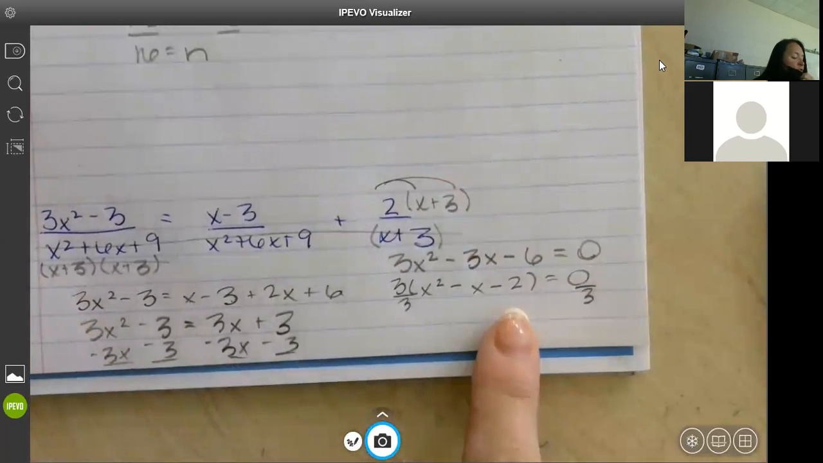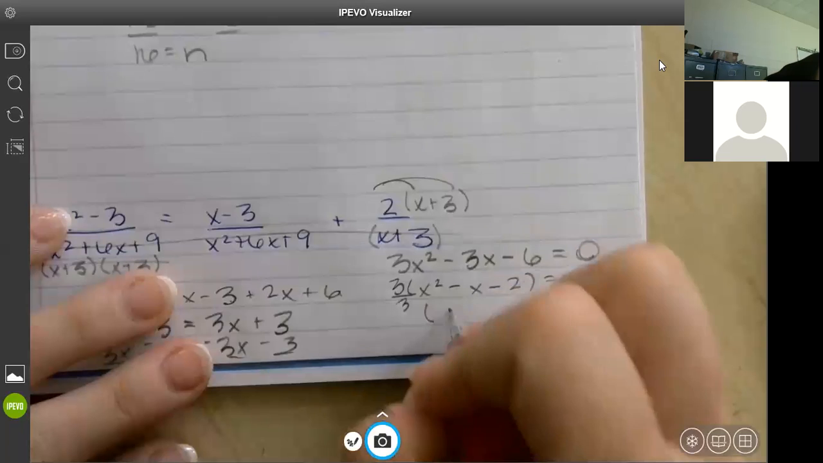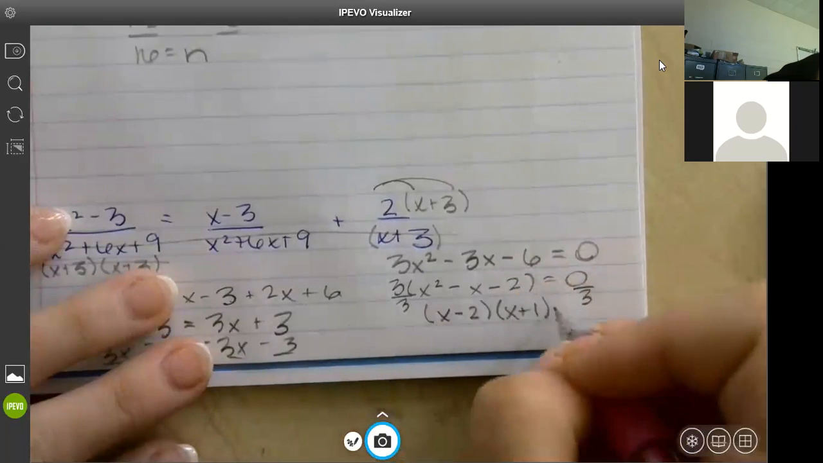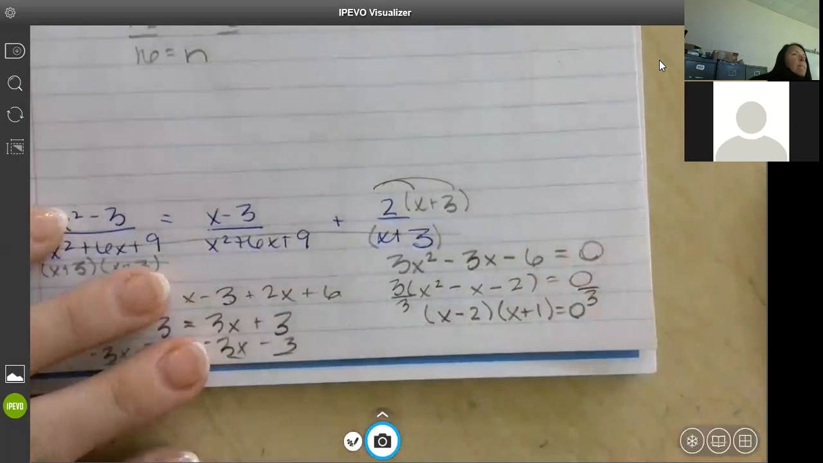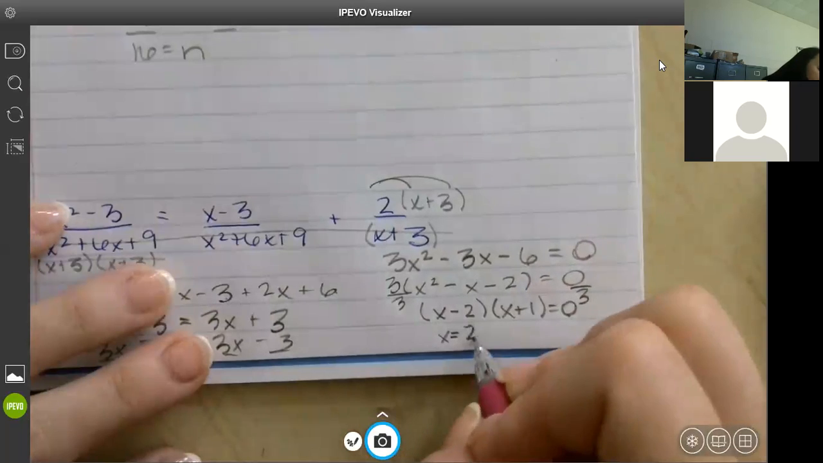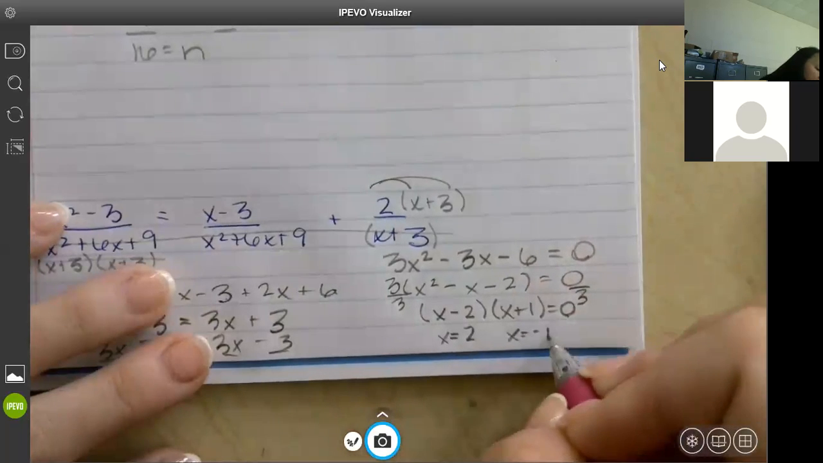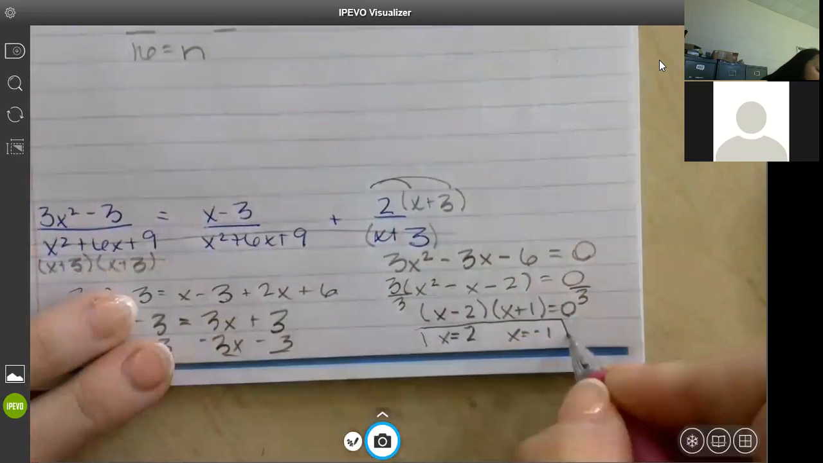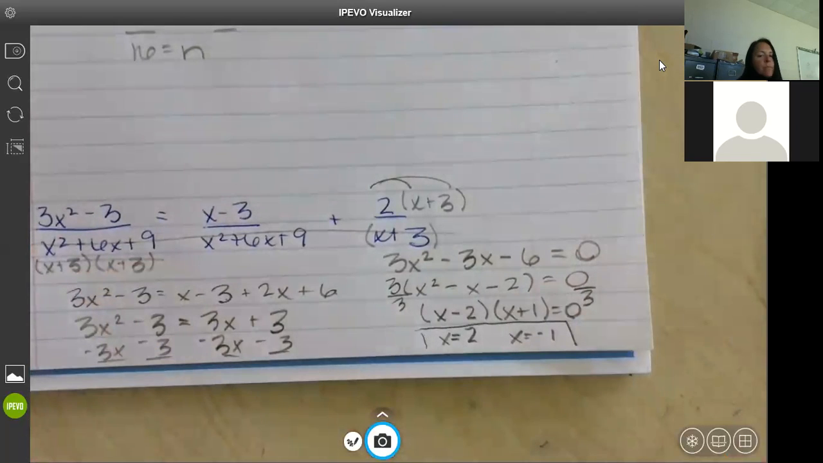Factors of negative 2 that add to negative 1 are negative 2 and positive 1. Remember, we changed the signs. Your two answers are positive 2 and negative 1. We can plug these back in and we do not get 0. So both of these are your answers. Okay, so just watch plugging them back in.